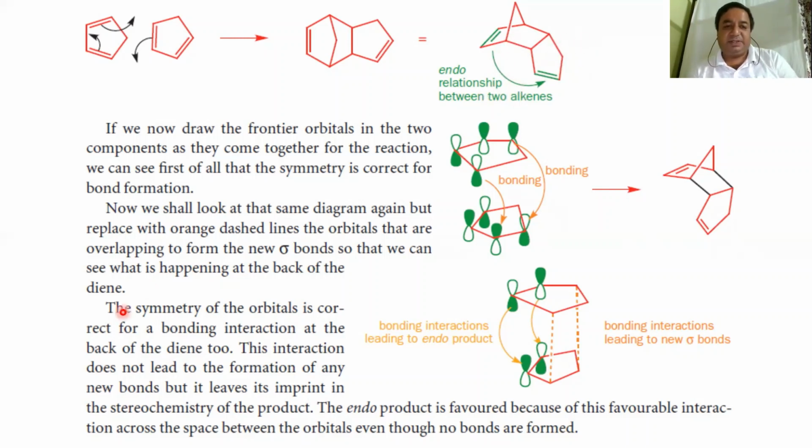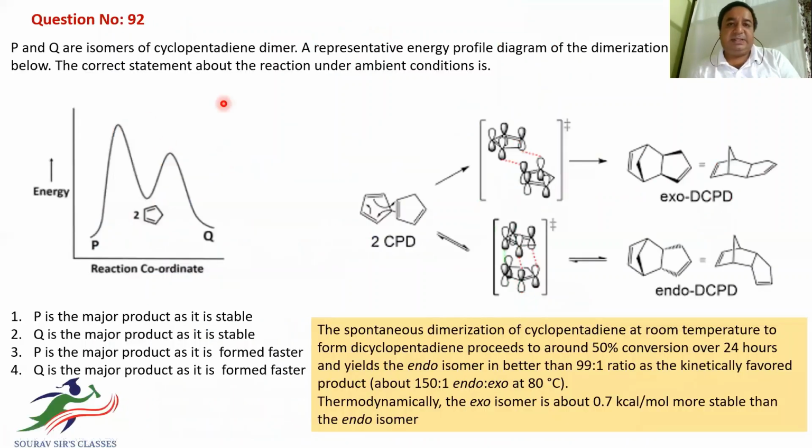Now, for the question that was given, the correct statement about the reaction under ambient conditions: ambient conditions means room temperature or something near that. So under ambient conditions, obviously the kinetically controlled product will be formed. So Q should be our product here. So we will say that Q is the major product and it is formed faster.